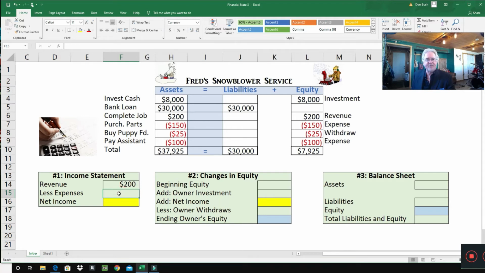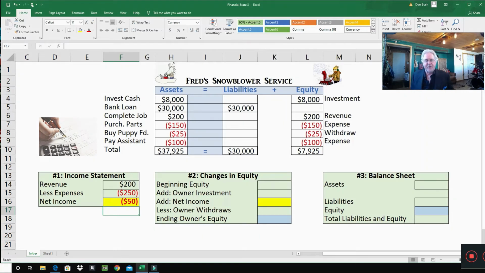Now expenses. Fred had $150 when he bought the parts. Fred also paid an assistant, which was $100. And if you add up the parts and the assistant, that comes to $250. So minus $250. Well, check this out. It looks like the expenses were greater than the revenues. So what we'll do is we'll add it up and see what the net income is. So here we go. And the net income is a negative $50.